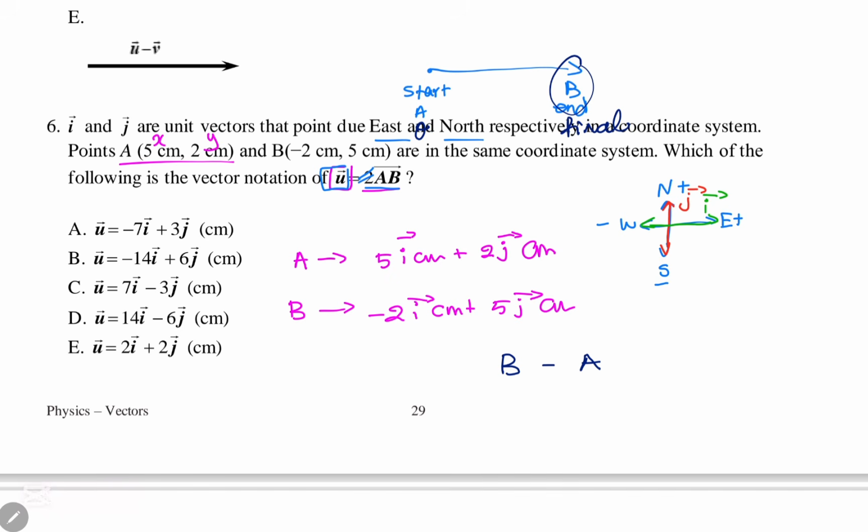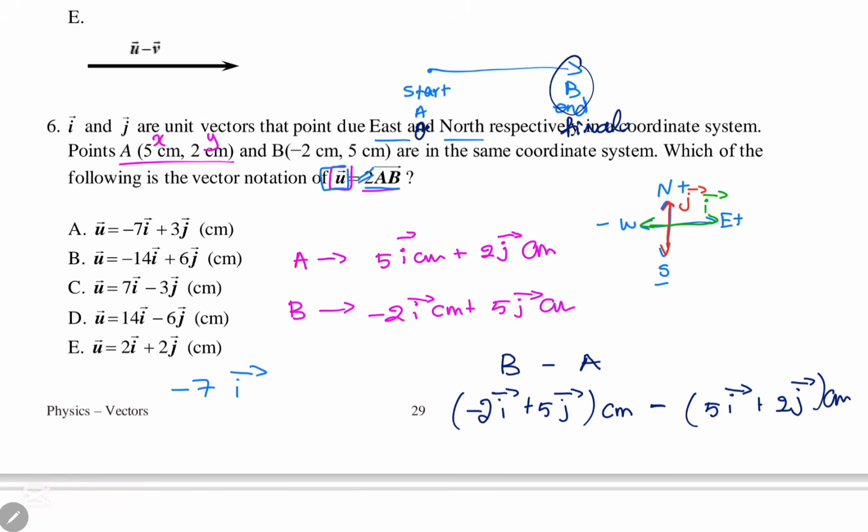But let's do it in the vector system, okay? So it's gonna be B, which is minus 2i plus 5j in centimeters, minus 5i plus 2j, also in centimeters. So if you solve it, I'd have minus 2i minus 5i, that's minus 7i. And then I have plus 5j minus 2j, that's gonna be minus 3j, and they're both multiplied by the centimeter.